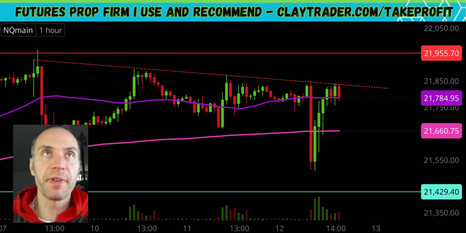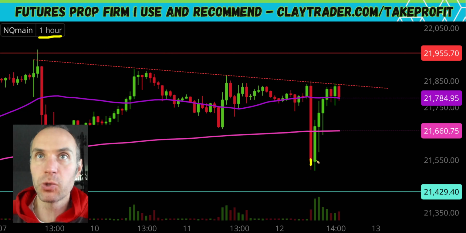A couple quick clarifications. Number one, I will be using the 1 hour time frame. So what that means if you're a beginner is that each one of these candlesticks, as they're called, represents 1 hour's worth of price action. So just keep that in mind.